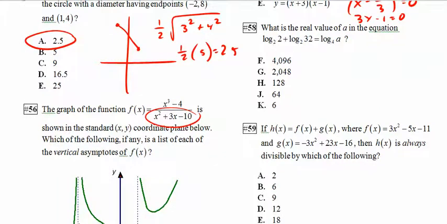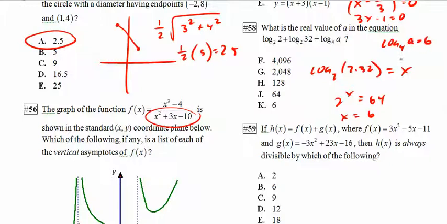What's the real value of a in the equation? Log base 2 of 2 plus log base 2 of 32 equals log base 4 of a. Well, let's do the left side first. Log base 2 of 2 times 32 equals x. 2 to the x equals 64. x equals 6, because 2 times 2 times 2 times 2, 6 times is 64. Now do the right. Log base 4 of a equals 6. 4 to the 6 equals a. A equals 4,096. I don't like that problem.